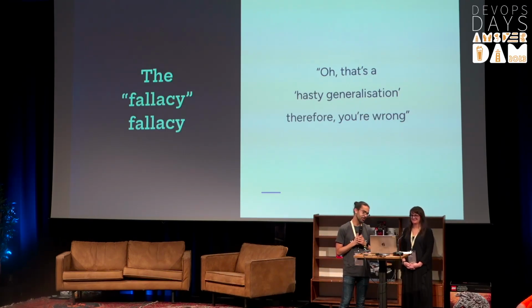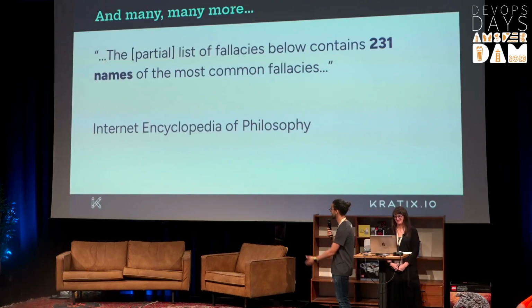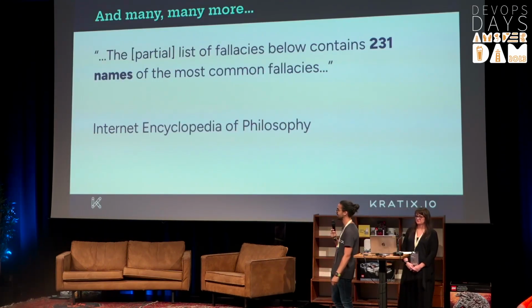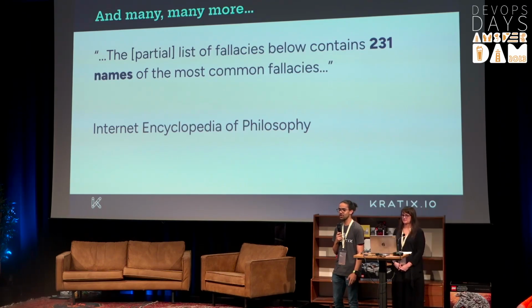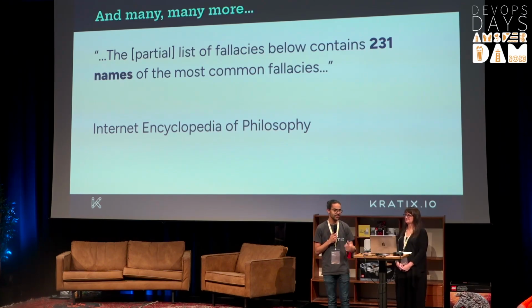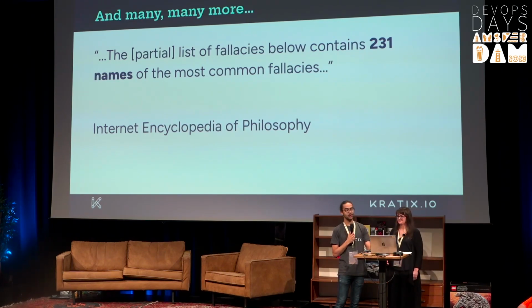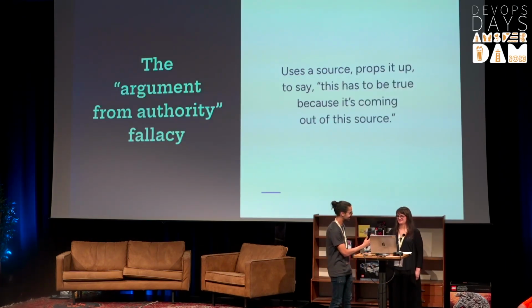And I was just going to pass back to Winna for, sorry, not quite yet. So there are many more. If you go to the Internet Encyclopedia of Philosophy, there is a partial list containing 231 fallacies. Aristotle, in a book ages ago, listed 13, and then people got fascinated about it, and they found a few more. And we're now going to go to one last one.